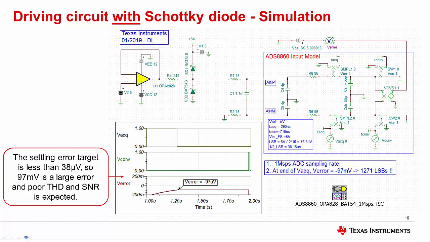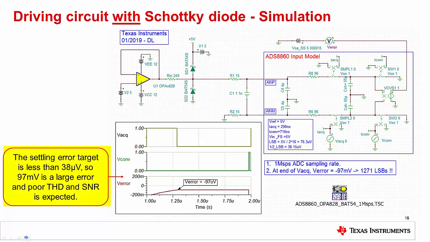This is the TinaSpice simulation model for the circuit we just selected the component values for. The goal of this kind of simulation is to confirm that the voltage across the sample and hold capacitor settles to 1/2 LSB by the end of the acquisition period. In this example, we are running the ADS8860 at the full 1 megasample per second sampling rate, and the specified acquisition period at this sampling rate is 290 nanoseconds. The settling target is 1/2 of 1 LSB, which is 38 microvolts for this example.